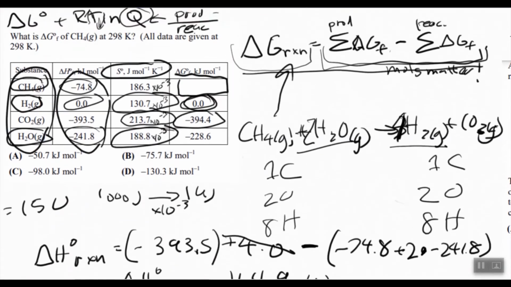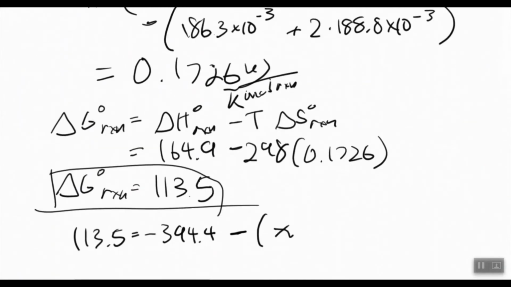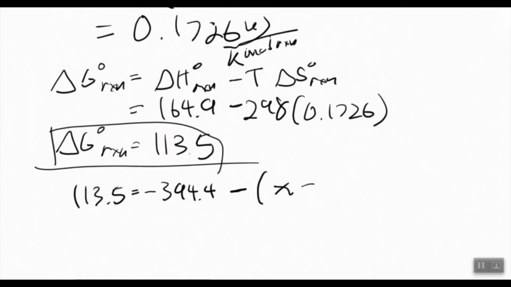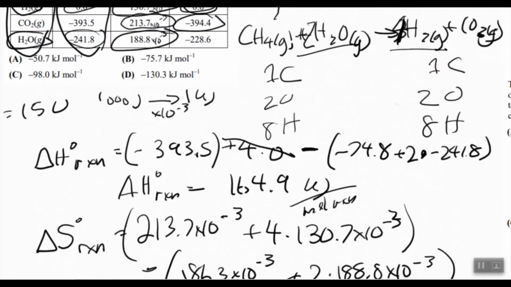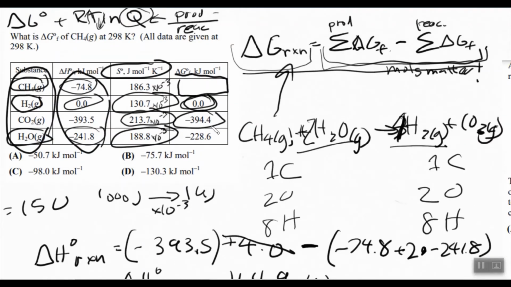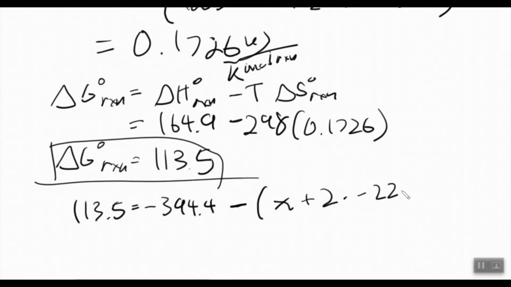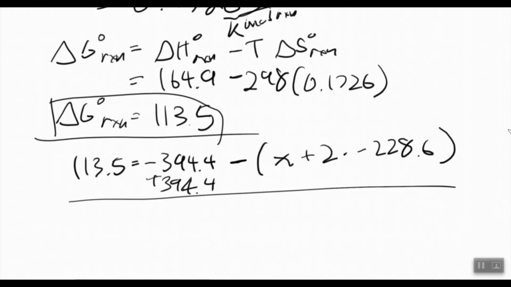So we have our CH4, so let's call that X. The delta G of F for the CH4 will be X. And we have two H2Os, so it's going to be plus 2 times the delta GF for H2O, which turns out to be negative 228.6. Now, let's solve for X. So I'm going to do this algebra, plus 394.4. I'm going to add 394.4 to both sides, and I'm going to do some algebra.